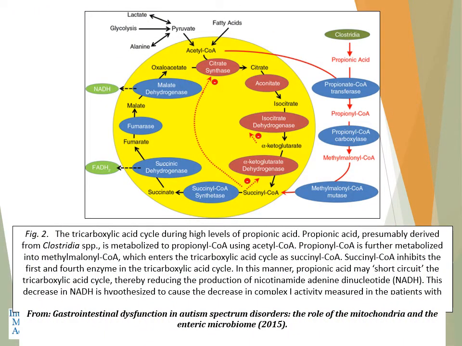Clostridia bacteria, some of them, also produce what's called propionic acid. And propionic acid can actually create chemical imbalances within the Krebs cycle. So we know that Clostridia bacteria, like Candida and other fungal organisms, can also lead to mitochondrial dysfunction.